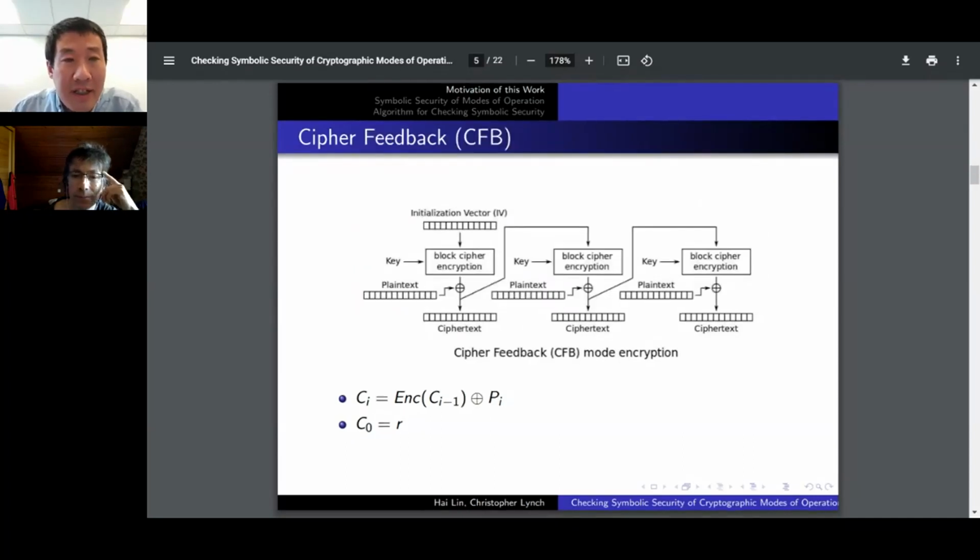So here's another example, Cipher Feedback mode. So again, we have 3 plaintext blocks. In order to encrypt a particular block, we take its previous ciphertext block, we apply block cipher, and then we XOR the result with the current plaintext block. And again, as a special case, C0 is defined to be R, which is the initialization vector.